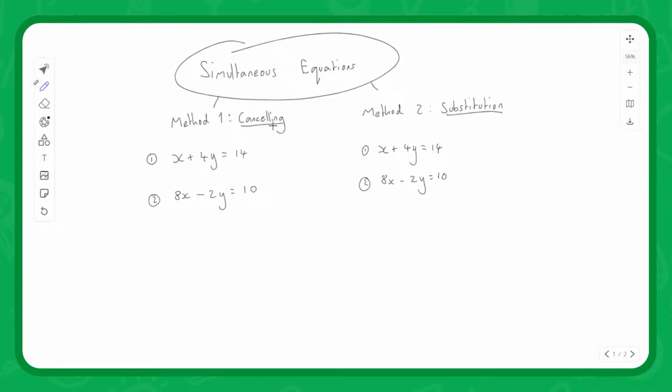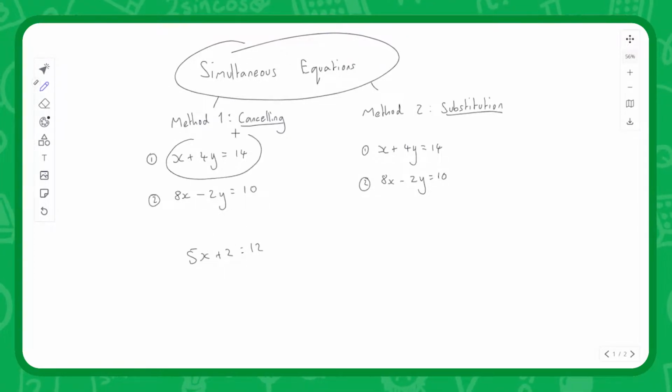So what do I mean by cancelling with method one? Well, by cancelling, what we want to do is get rid of either all of the y's or all of the x's, so we end up with just a linear equation with just x's or just y's, and then we can solve for that value. If I end up with, say, 5x plus 2 equals 12, I can solve that. I know therefore x has to equal 2.